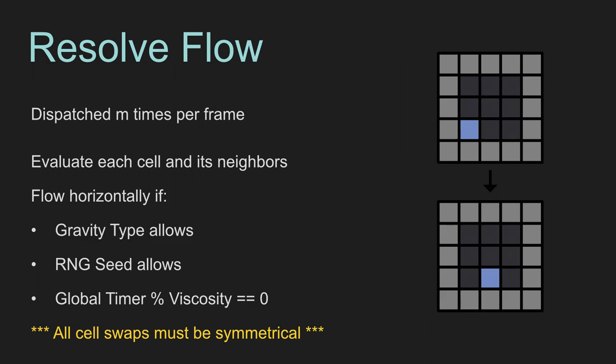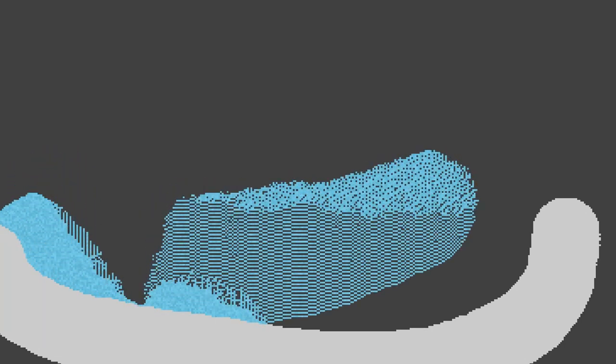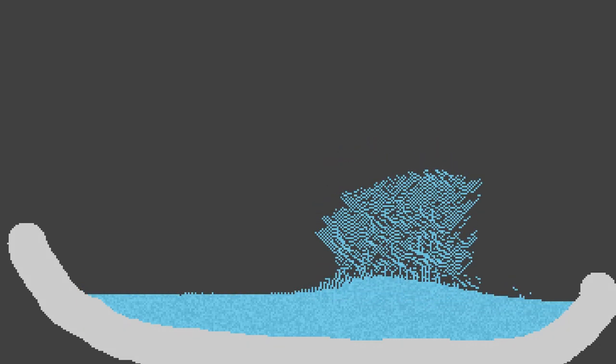Fluids are very slow to settle. There's no concept of water pressure, and cells can really only move one pixel at a time. Large volumes of water take a long time to form a flat plane. Solving this can either be a gigantic can of worms or a simple band-aid, and I opted for the latter. Each frame, I run the horizontal flow kernel multiple times. This dramatically speeds up liquid settling time relative to the rest of the simulation.